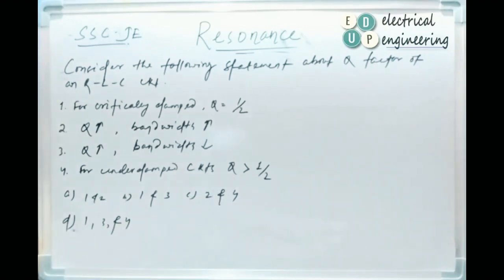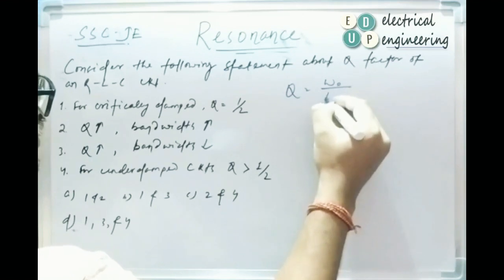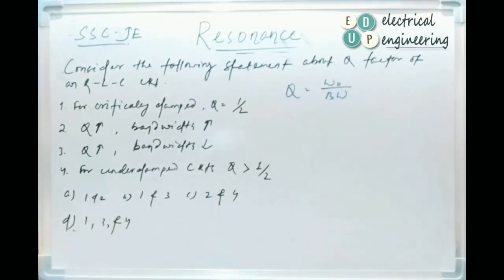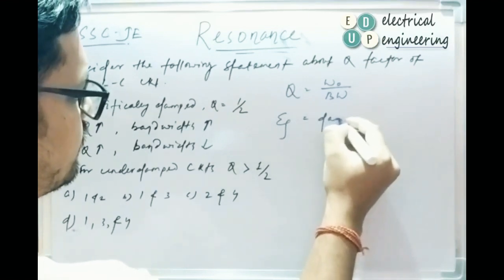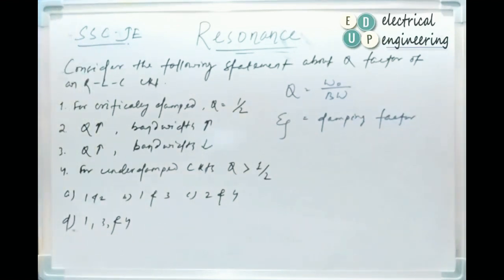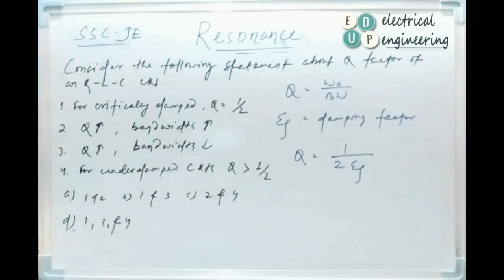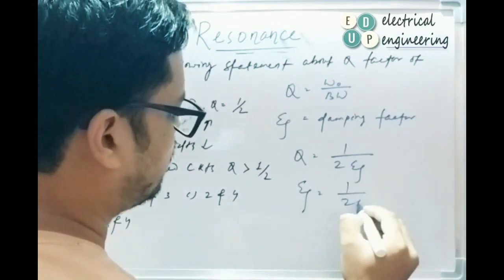Here we'll be learning one more concept. First of all, we know Q is frequency by bandwidth. There is another factor, zeta, that is called the damping factor. And there is a relation between Q and zeta. What is that relation? Q equals 1 by 2 zeta, or you can say zeta equals 1 by 2Q.